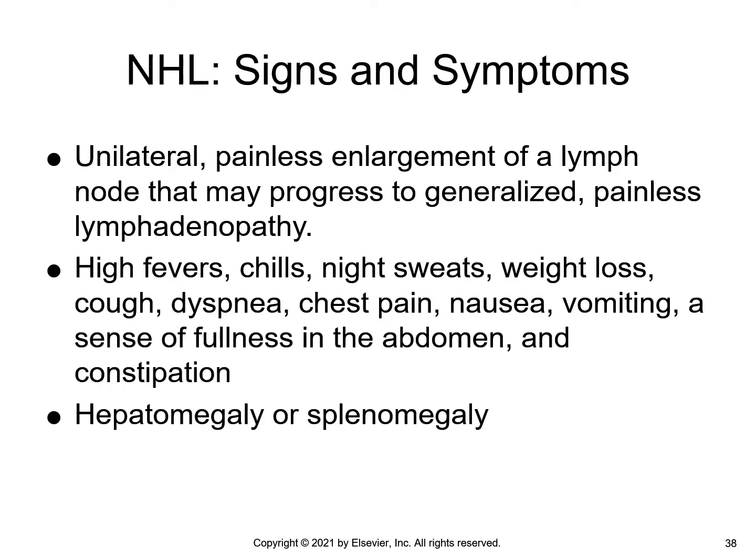Non-Hodgkin's lymphoma routinely manifests as a unilateral or one-sided, painless enlargement of a lymph node that may progress to generalized painless lymphadenopathy. Non-Hodgkin lymphoma tumors can occur in the brain, respiratory system, spleen, GI tract. The symptoms relate to other organs. The symptoms that relate to other organs are site-specific and can include high fevers, chills, drenching night sweats, unexplained weight loss, cough, dyspnea, chest pain, nausea and vomiting, a sense of fullness, and constipation. Hepatomegaly or splenomegaly occurs in about one-third of the patients. The nodes closer to the skin tend to be more easily palpated, are very painful, and may be either red or purple.